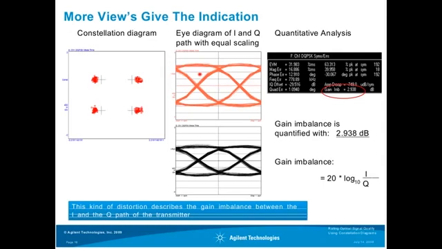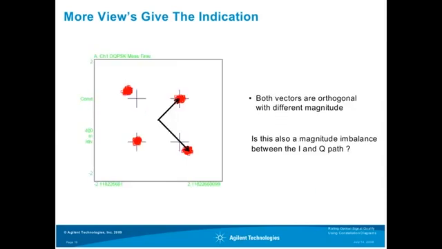The gain imbalance is defined by 20 times log base 10 of the ratio between the I and the Q amplitude. So this kind of distortion, the IQ imbalance, the gain imbalance, describes the gain imbalance between the I and the Q path of the transmitter.